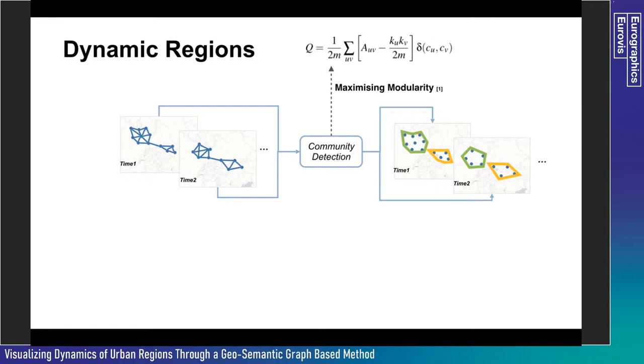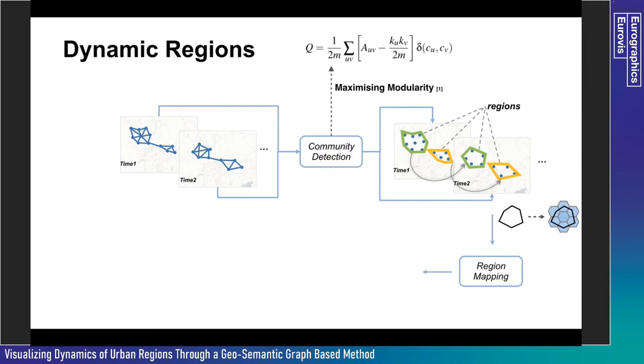Initially, we identify regions by encompassing the detected communities with convex hulls. Later, by tiling the polygonal areas with hexagonal cells, we achieve better visual compactness. To understand how a region evolves from one time step to the next, we try to find its target region after evolution.